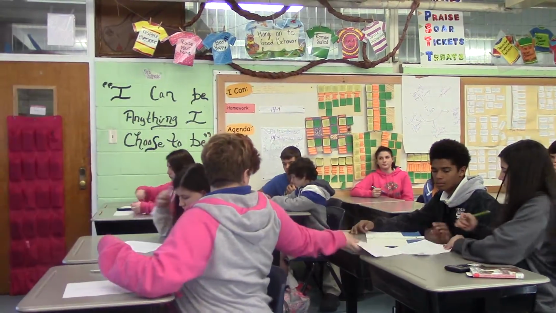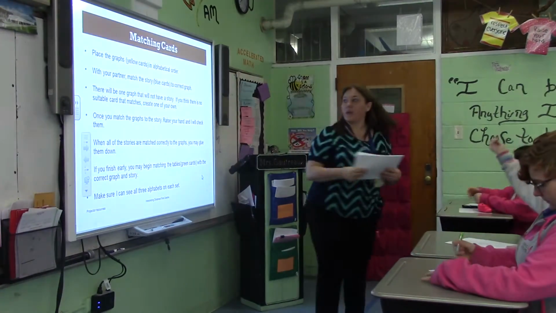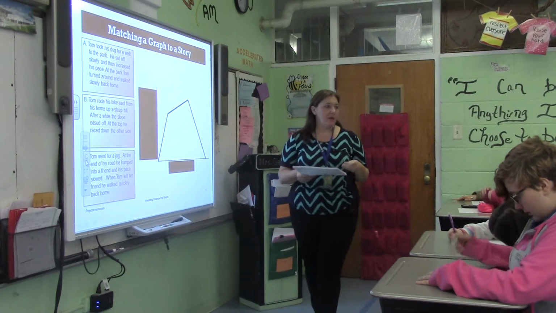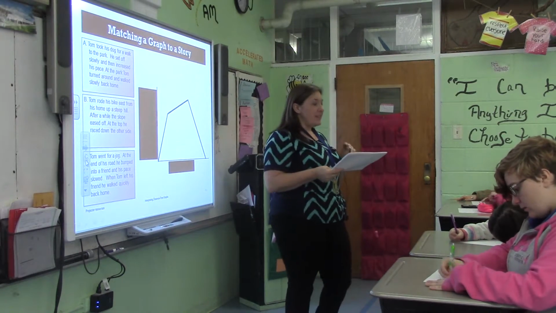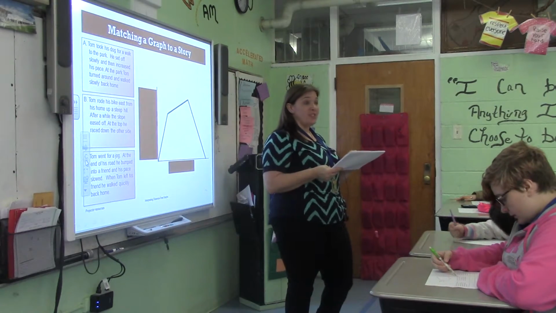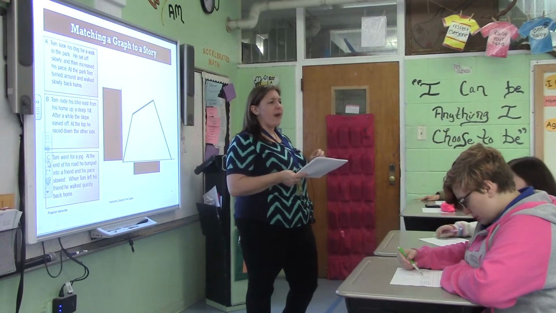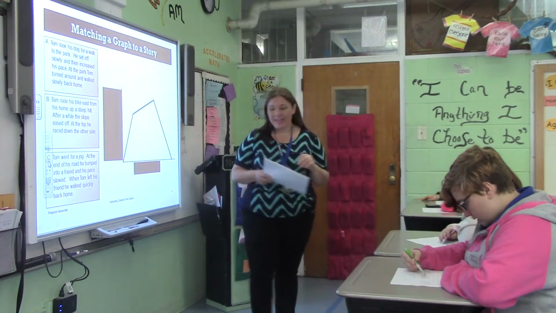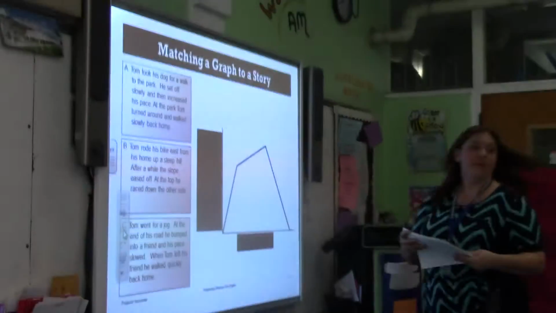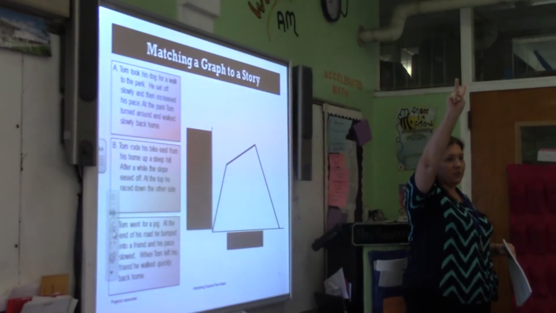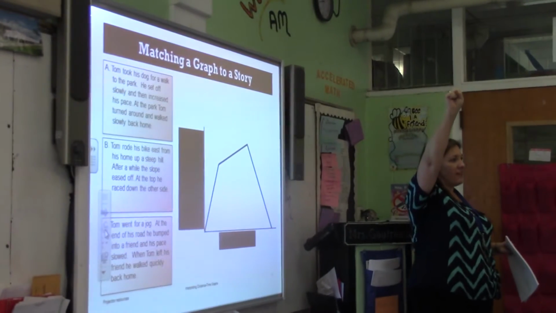Okay, right now, independently, I'm giving you your bell ringer, and choose A, B, or C. I want you to then tell me at the bottom where it says justify why you chose that graph. What made you choose that graph? What's your reasoning? Okay, 5, 4, 3, 2, 1, pencils down.